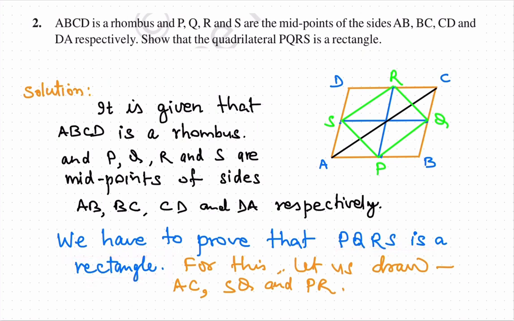So for this, let us draw AC and SQ and PR. So ultimately we have drawn the diagonals of the rhombus ABCD and the diagonals of this quadrilateral PQRS.